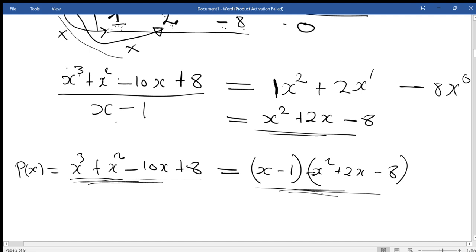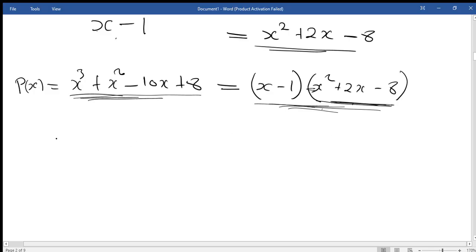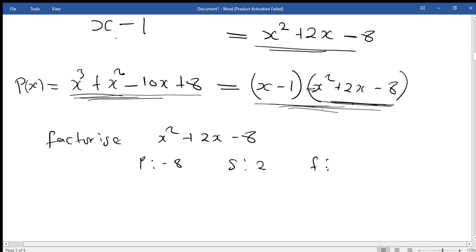It is not, because there is this part which is not completely factorized. This is a quadratic, and a quadratic expression we are able to factorize according to how we know how to factorize a quadratic expression. So we can find the product and sum factors. When I'm trying to factorize x squared plus 2x minus 8, the product is negative 8, the sum is positive 2, and the factors are numbers.